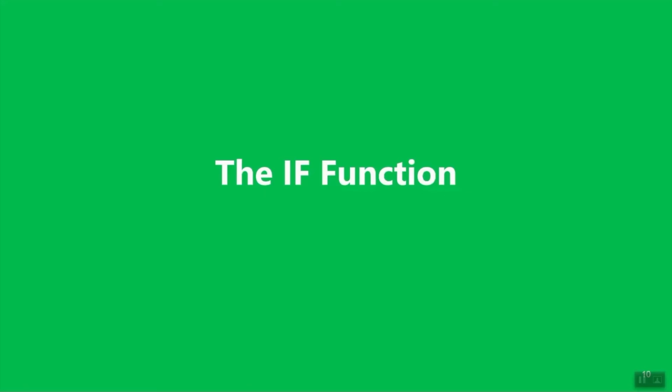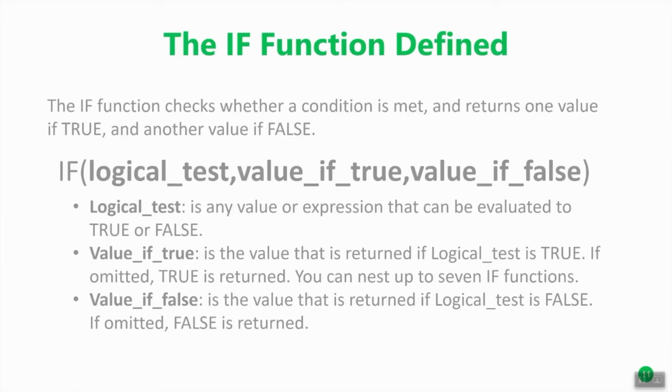Anyway, let's pause for a second and look at how Excel explains the IF function, because the language of this function can take a little while to fully understand. So the IF function defined. The IF function checks whether a condition is met, and it returns one value if that condition is true and another value if it's false. So looking at the syntax here, the logical test is any value or expression. So does cell B2 equal 200?